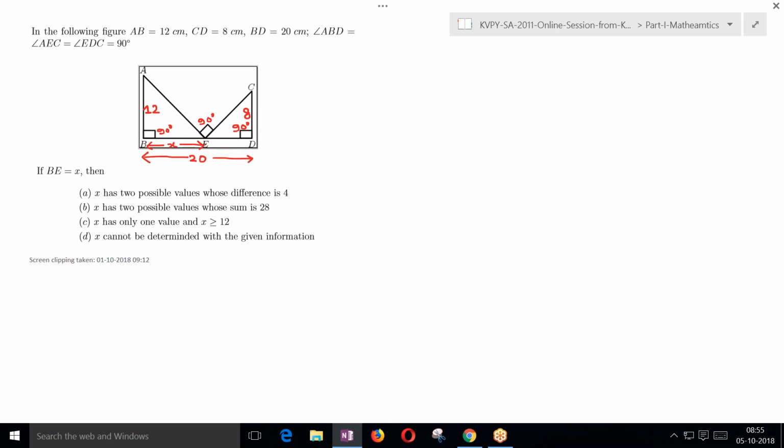Now, there are 4 options. X has 2 possible values whose difference is 4. X has 2 possible values whose sum is 28. X has only one value and X is greater than or equal to 12. X cannot be determined with the given information. These are the 4 options given, and as we see, all the 4 options are related to X. We need to find the value of X, or find some kind of equation related to X, or find X expressed in terms of something else from which we can infer the possible values of X. This is the motivation towards finding the solution.